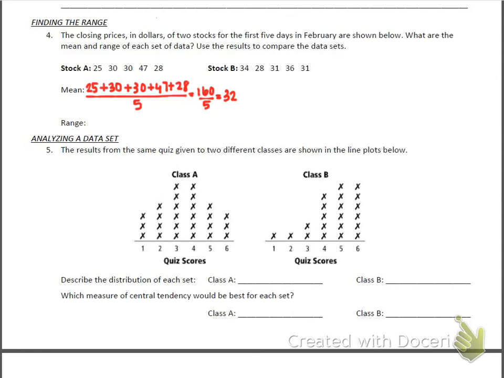To find the range, we subtract the smallest from the biggest. So the biggest value is 47, and the smallest value was 25, which gave us a range of 22. Okay, that's stock A. What I want you guys to do for me is stock B.